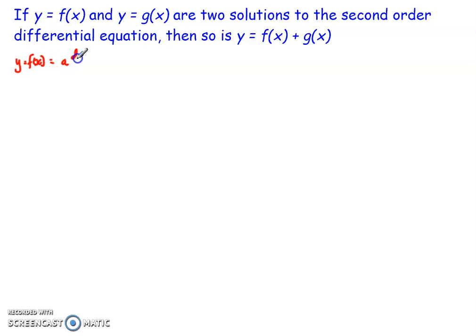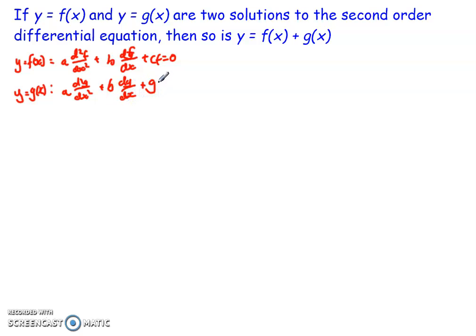What I would know is that a d2f by dx squared plus b df by dx plus cf equals 0 would work, but I would also know that if I took y equals g of x in that format, I'd have a solution a d2g by dx squared plus b dg by dx plus cg equals 0 is also a solution.